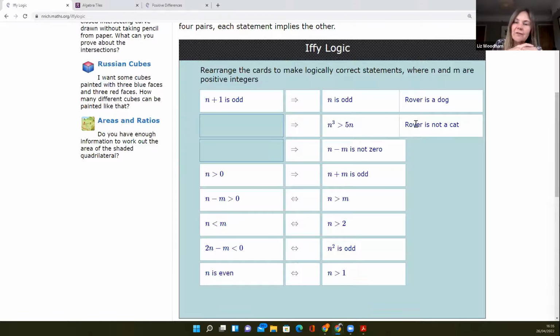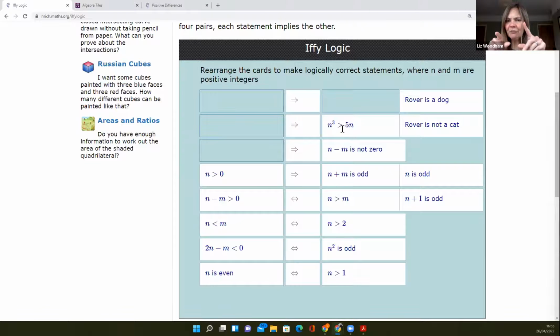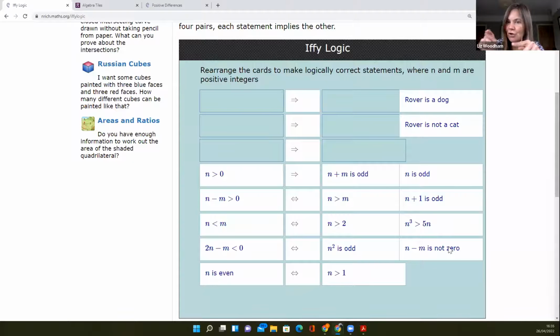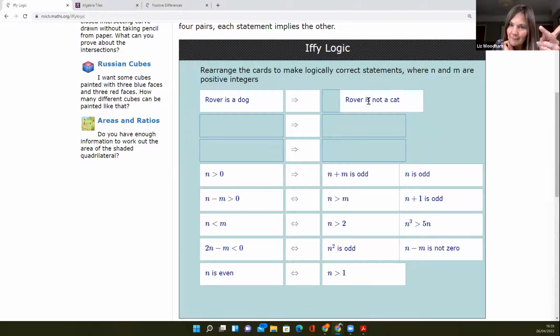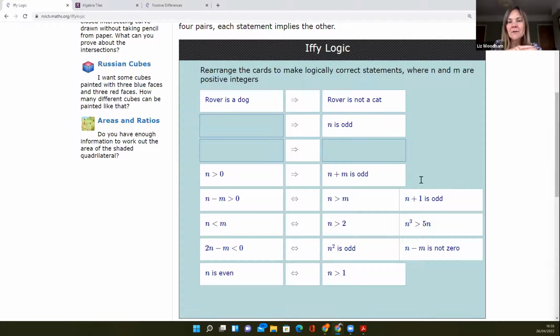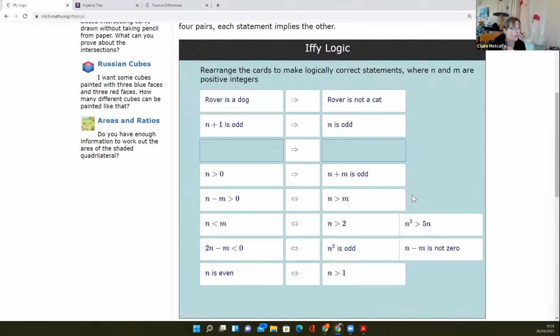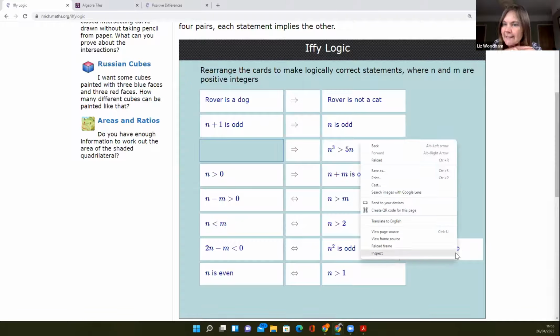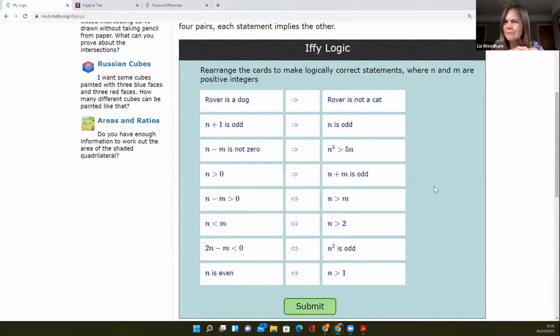So let's have a look at that. Rover is a dog. Rover is not a cat. So what we're thinking about here, if Rover is not a cat, I can't be sure that Rover is a dog. But I think the other way around is true. So I think we'd want Rover is a dog. Okay, so we think that if Rover is a dog, then we know that he is not a cat. Exactly. Or she. It could be a she. Good point, Claire. I've assumed that Rover is a male animal, but might not be.